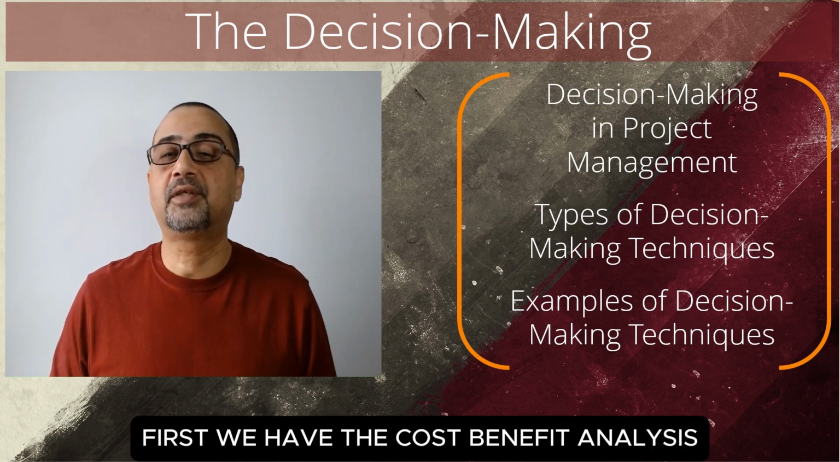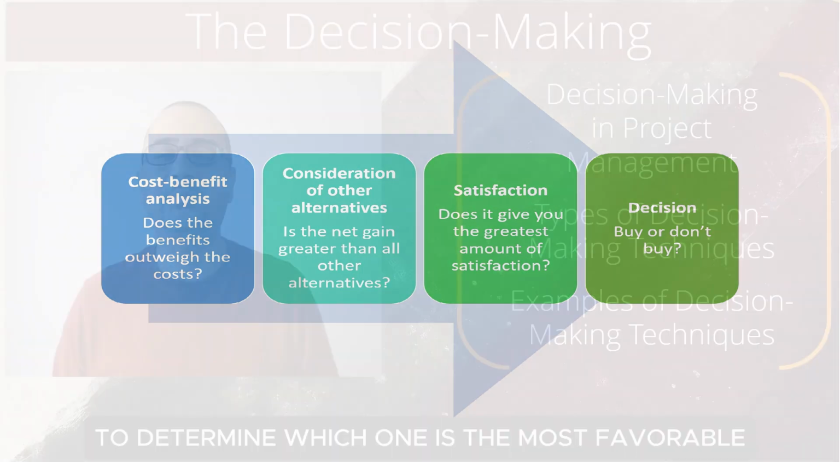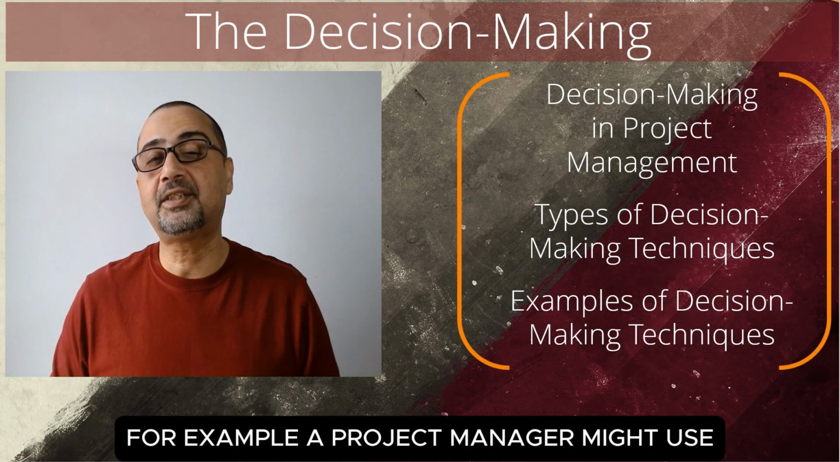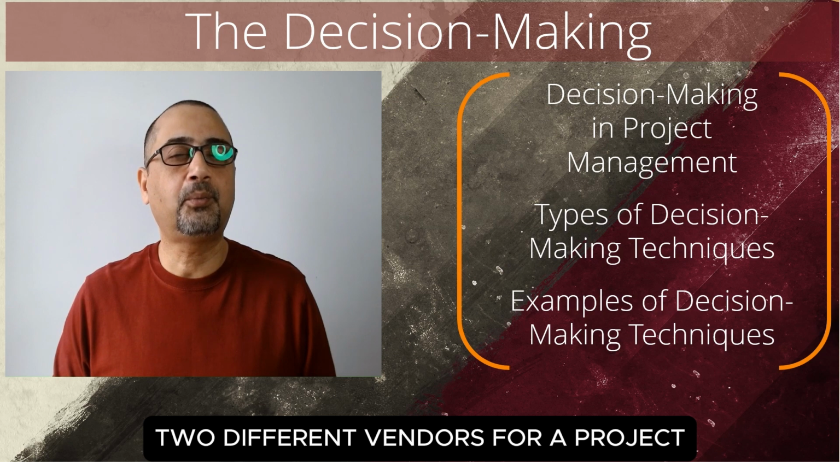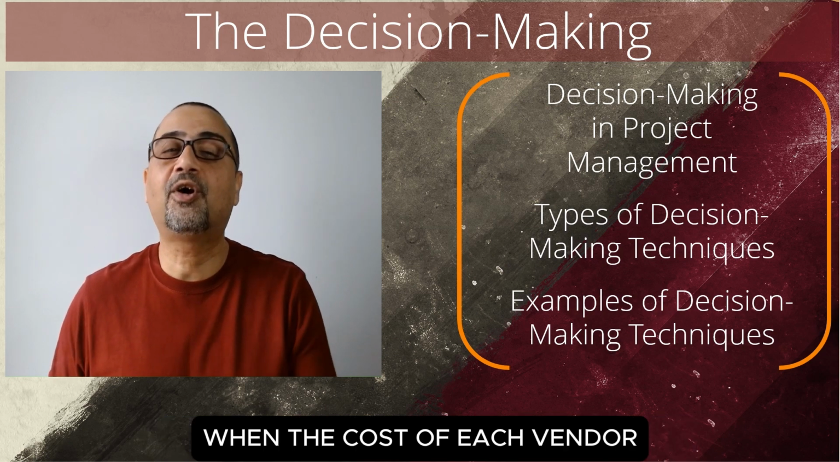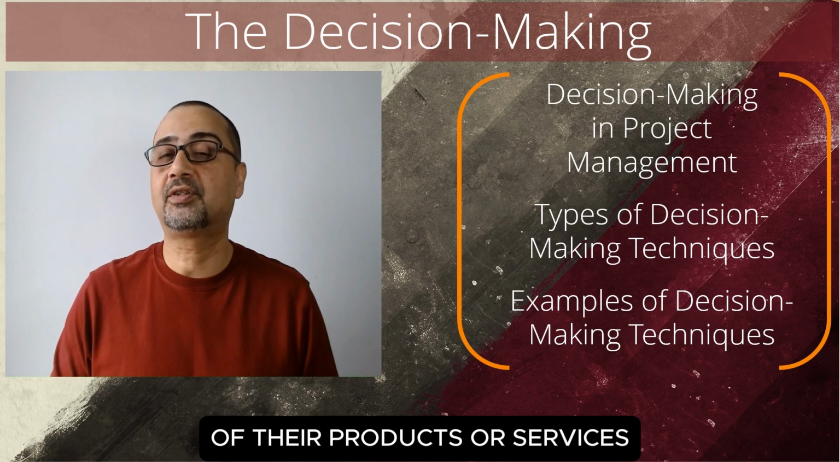First, we have the cost-benefit analysis. This technique involves comparing the costs and benefits of each alternative course of action to determine which one is the most favorable. For example, a project manager might use cost-benefit analysis to decide between two different vendors for a project, weighing the costs of each vendor against the quality and reliability of their products or services.